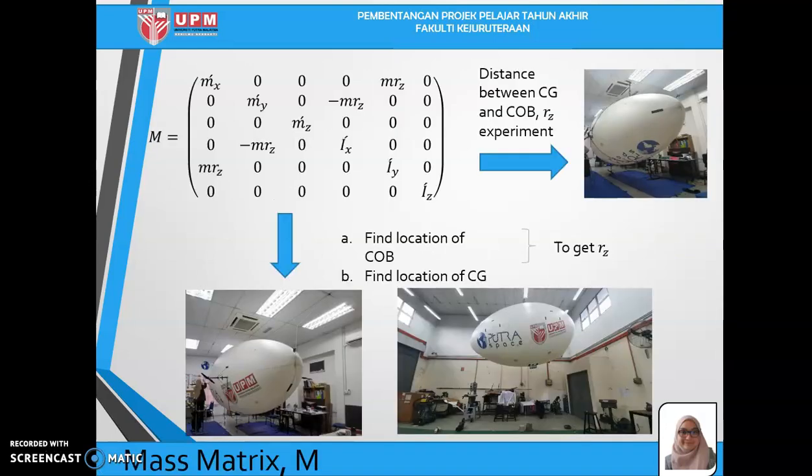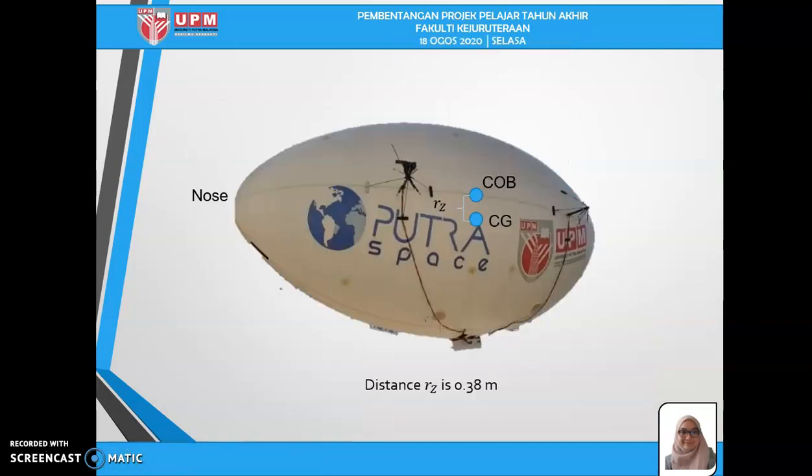These are the mass model, and we can see that in order to complete this mass model, we need the location of COB, location of CG, as well as the RZ. So from the experiment, we can conclude that the location of COB and CG are actually aligned horizontally, but there is a difference in the vertical direction. Hence, there is RZ, the vertical distance between COB and CG, and the distance is 0.38 meter.